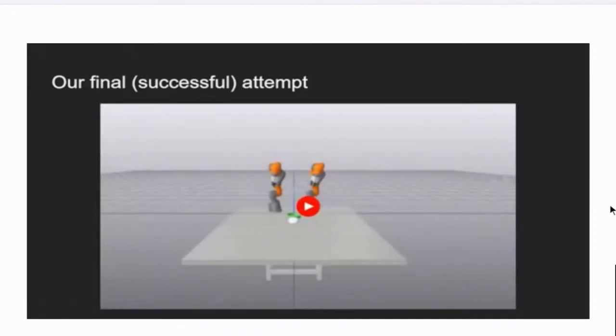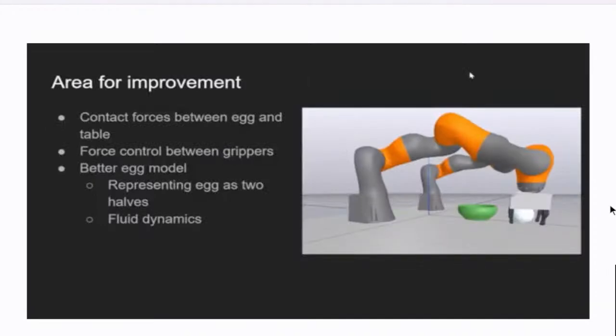Some areas for improvement include finding the contact forces between the egg and the table directly rather than approximating the velocities, as well as finding the force between the grippers and the egg to make sure we were not crushing the egg between the grippers, as well as a better egg model rather than the solid egg we have right now, representing it as two halves, and also modeling the insides, the egg white and yolk.